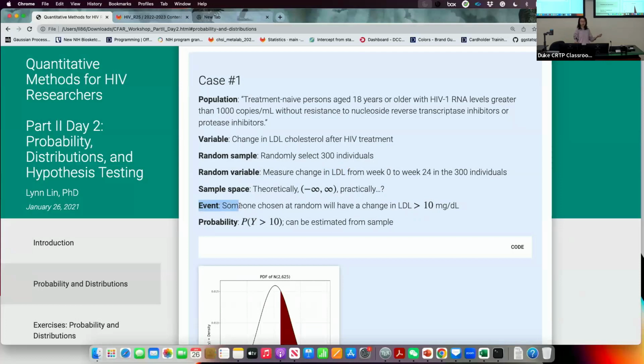For example, if my event is that someone chosen at random will have a change equal to negative infinity, do you know the probability of that event happening? I would say that's 0. It rarely happens. So then this is associated with probability. What's your understanding of this probability? You have probably handled probability all the time. What's your definition of probability?